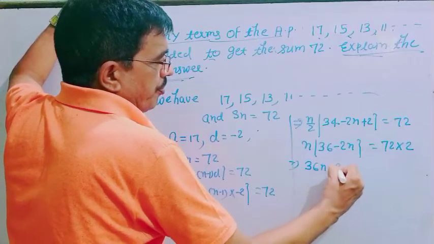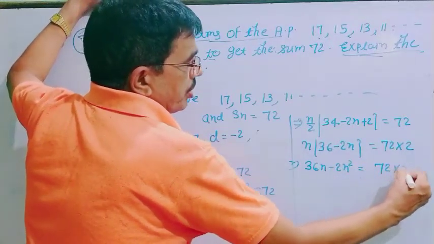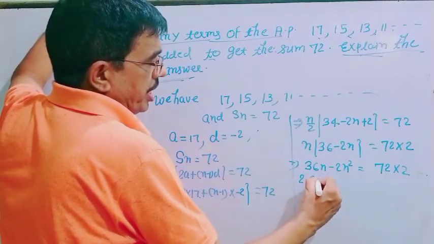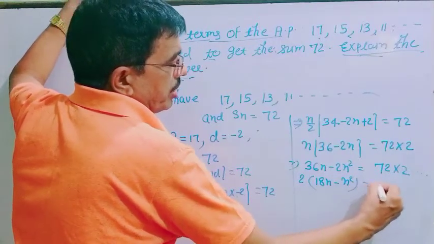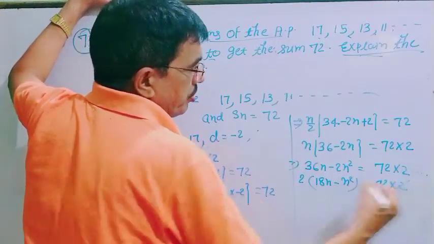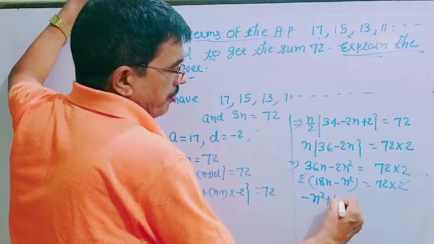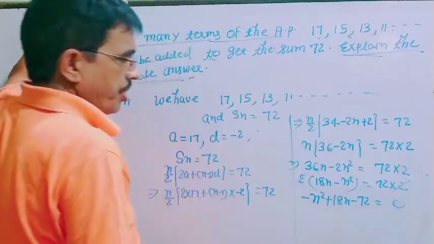36n minus 2n square is equal to 72 into 2. Take 2 as common. Then 18n minus n square is equal to 72 into 2. This 2 is cancelled. Then write minus n square plus 18n minus 72 is equal to 0.